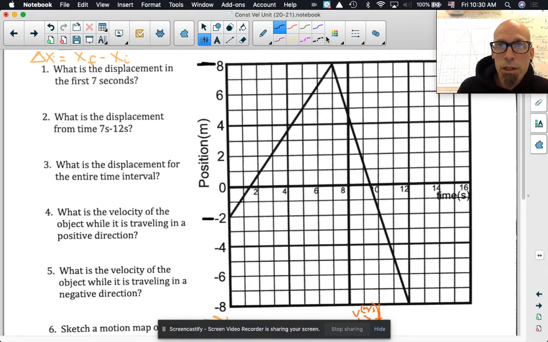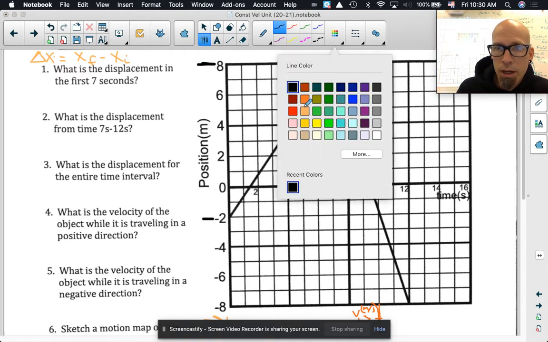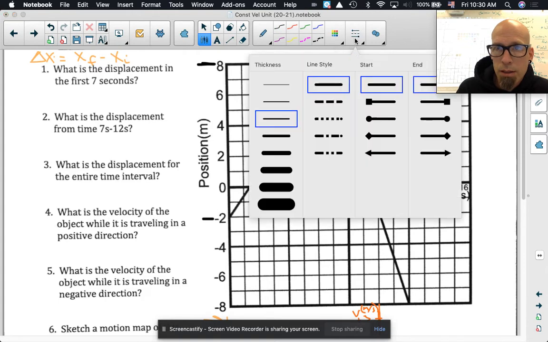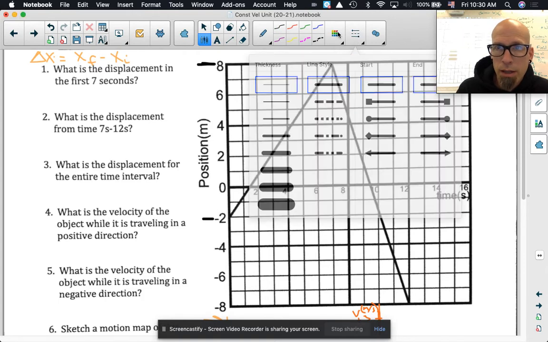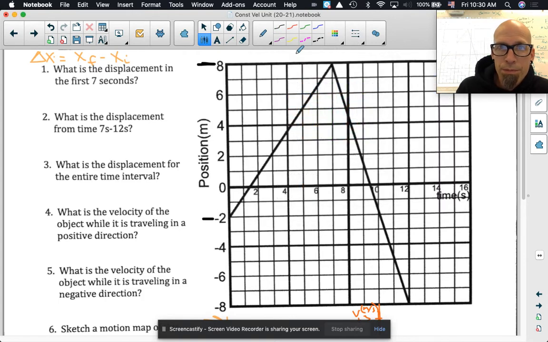So here's what you need to know. Let me get a different color at least, and a different thickness. Okay. So where are you at time 0? At time 0, you are here at -2 meters. Where are you at time 7 seconds? Well, here's time 7 seconds. We go all the way up to the line, head over here. That's positive 8 meters.